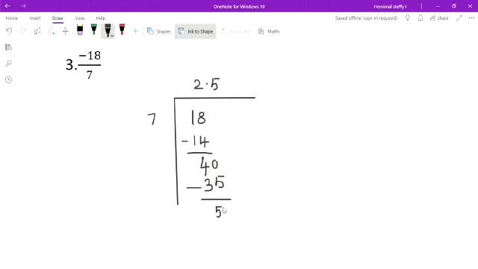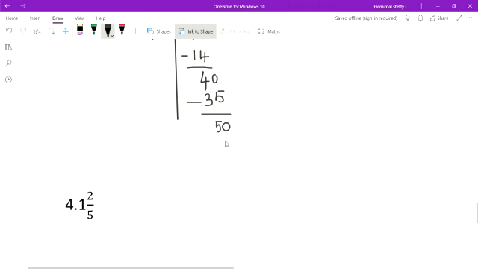Again I add a 0, 50 came, and 50 how many times? 7 sevens are 49, and then I do the minus. 50 minus 49 gives 1.